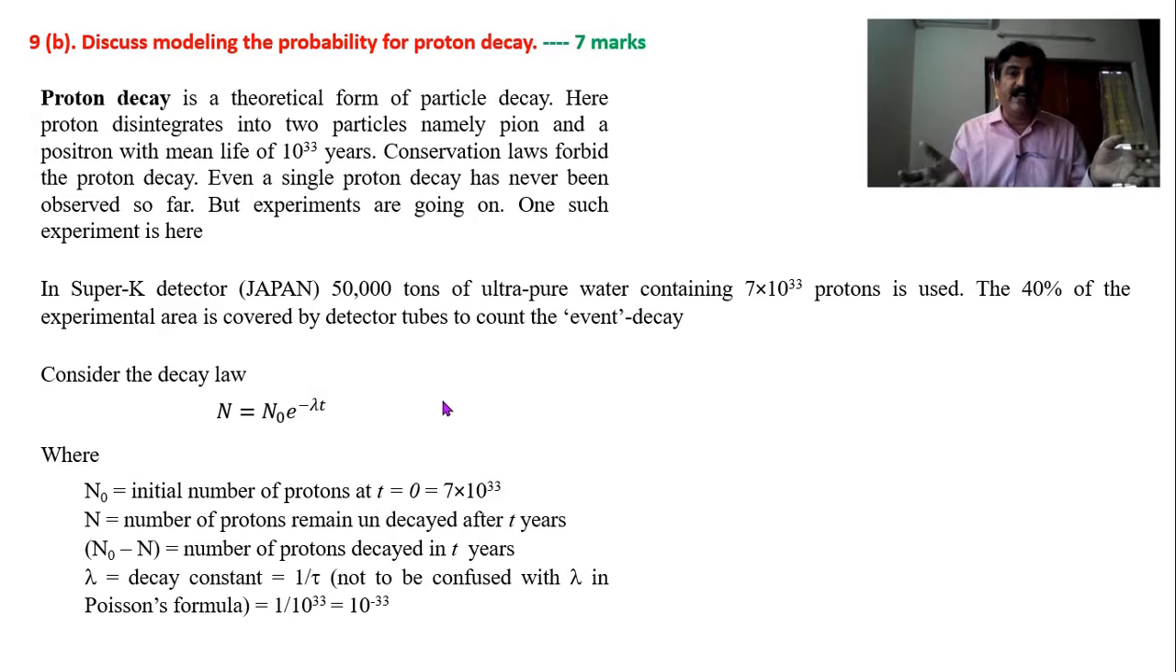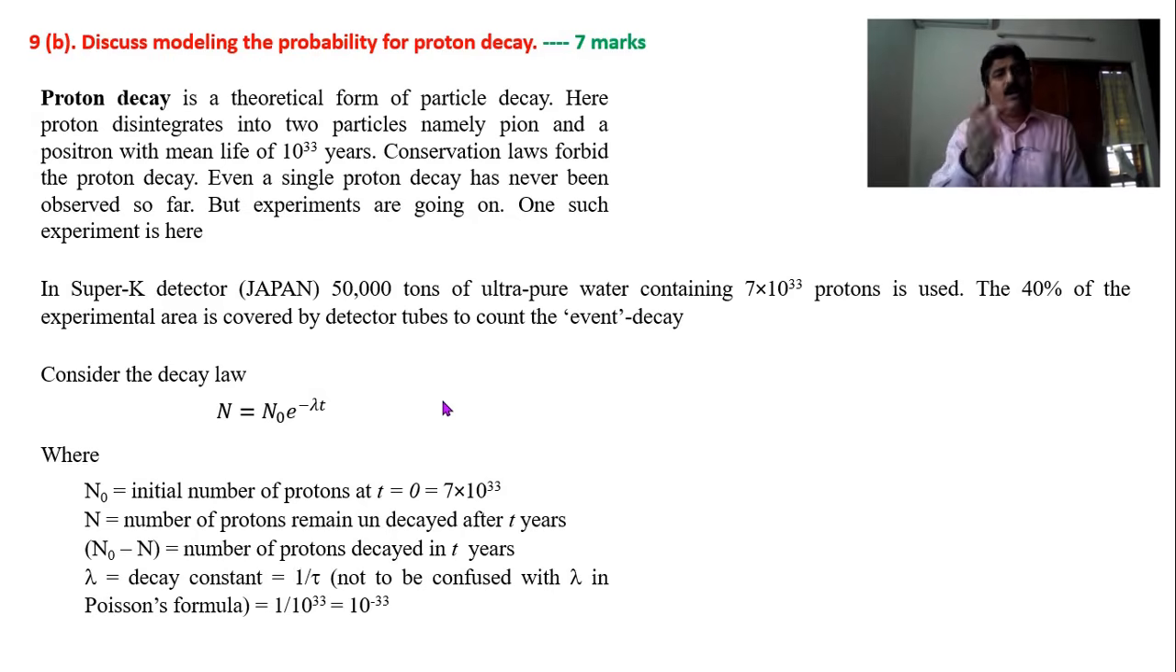If at all there is any decay, how much decay happens? T can be seconds, minutes, hours or decades. So T is the time, n naught is the initial number, and n is the number remaining after T years. Say I have 1000 atoms today and after 1 year I have 900 atoms. How many have decayed? It is 1000 minus 900, that is 100 have decayed.